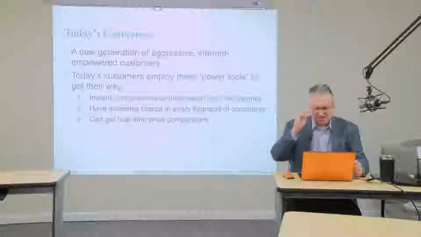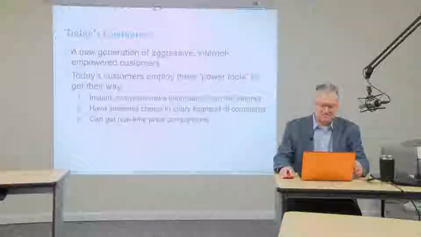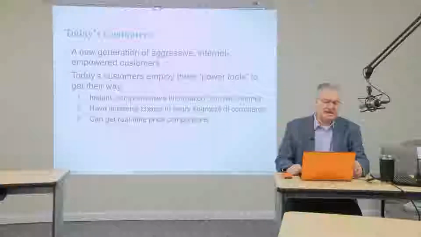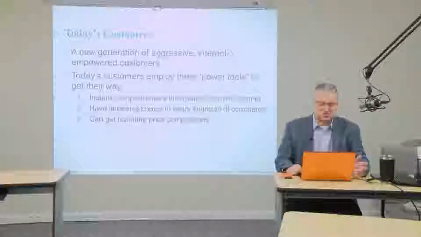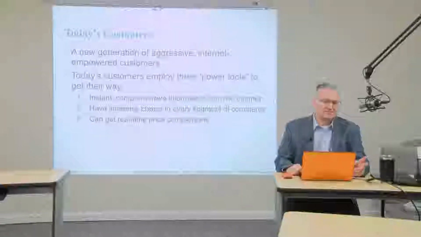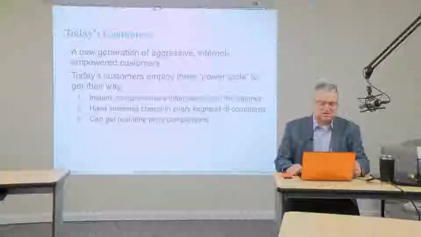So customers have what they call 3 power tools to get their way. They have instant, comprehensive information from the internet. They have immense choice in every segment of commerce, and they can get real-time price comparisons. So you see this in all types of things, particularly commodity type things when they buy, like automobiles. I even bought my last car this way. I tested this out 3 years ago.